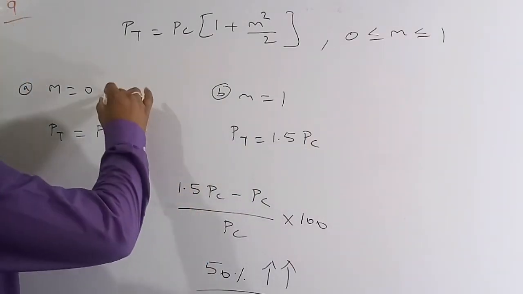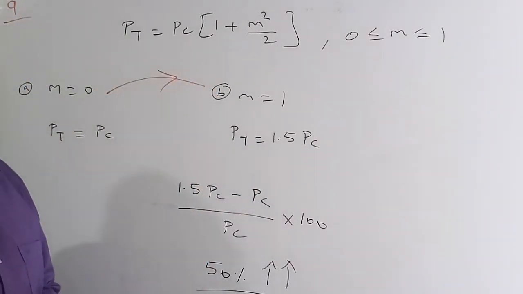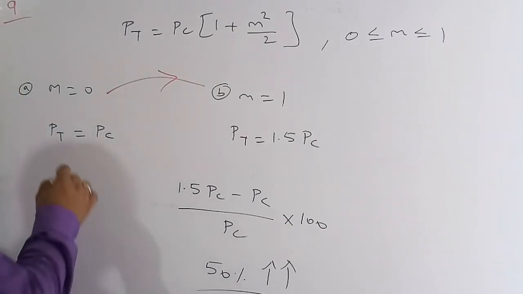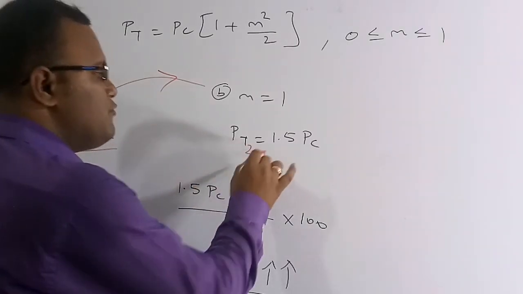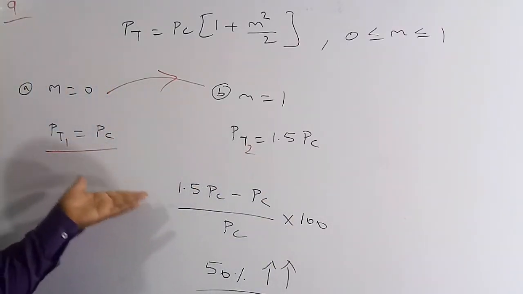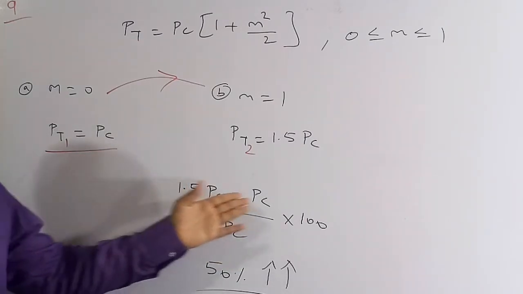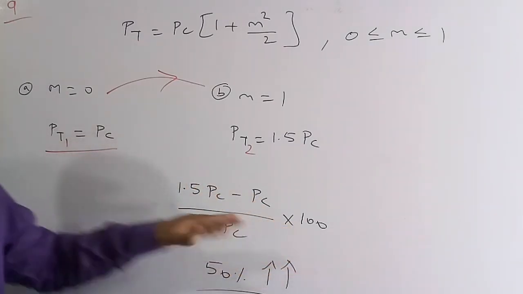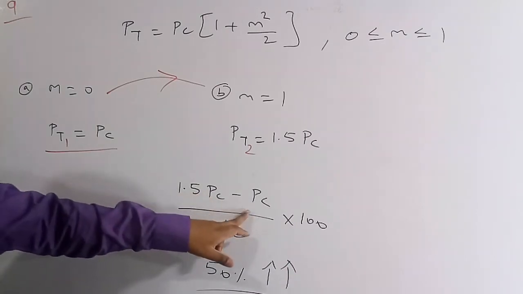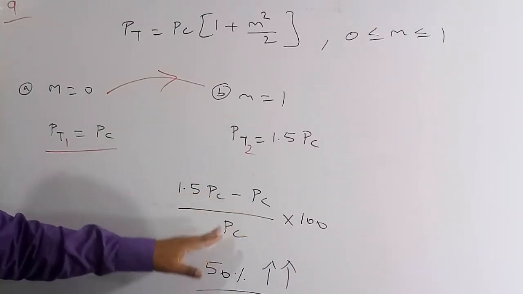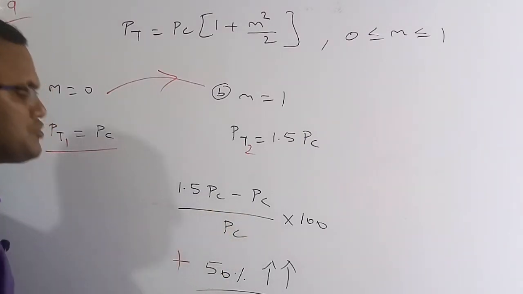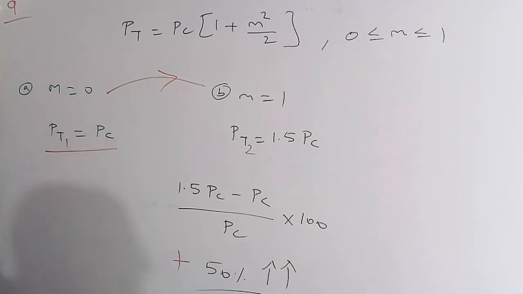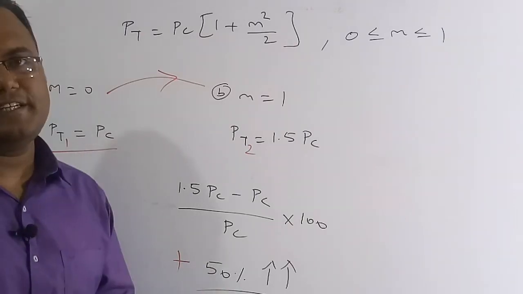So when m is changing from 0 to 1, what is the amount of change in the PT value? Initially the PT value is PC, and the final value we are going to get is 1.5 PC. So now we need to find the amount of change, means (final value minus initial value) by initial value into 100. Final value is 1.5 PC, initial value is PC. If you do this calculation, we are going to get 50%. Means we got the positive value. Positive value means it is going to increase. So finally the transmitted power is going to increase by 50%.